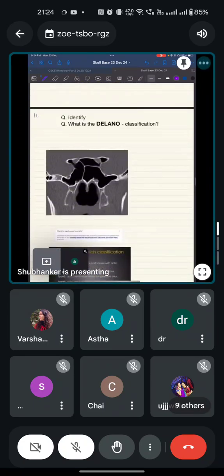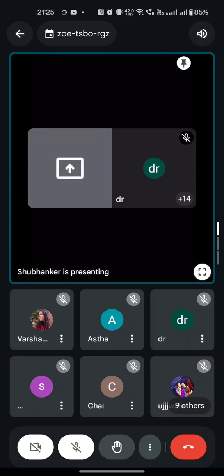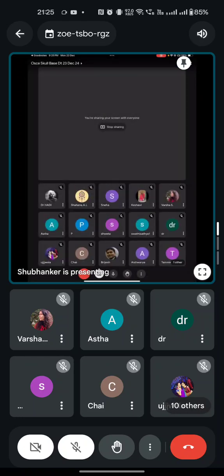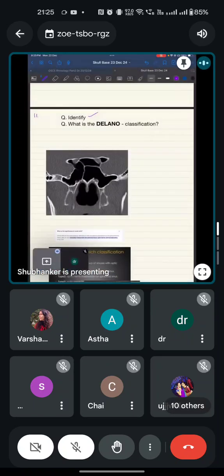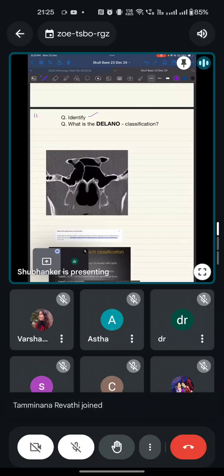Now identify what is this spotter and what is the Delano classification. See, I'm purposefully bringing the sphenoid into your section now. We discussed few things about your frontals. We discussed few things about the difference between your anterior ethmoids and posterior ethmoids. Now a few things about your sphenoid sinus. Welcome, Dr. Saab. Okay, so the answer, you all know, will be Onodi cell.